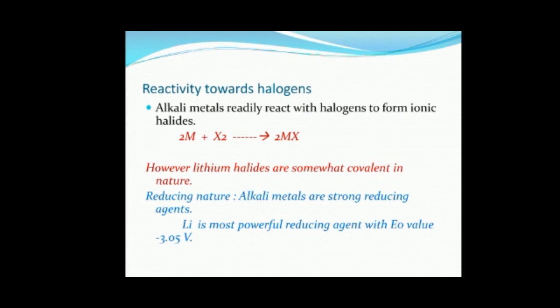And the next property you can see here is reducing nature. Alkali metals are strong reducing agents, where lithium is the most powerful reducing agent with E0 value equal to -3.05 volt. This E0 value of -3.05 volt represents that lithium is a very powerful reducing agent amongst all alkali metals.